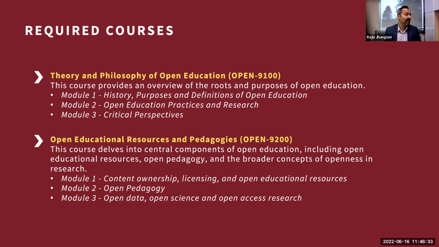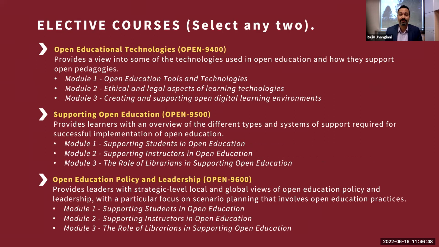The first 2 courses are a theory and philosophy of open education course, and Martin Weller, being here, will speak in good detail to that first course, which of course he developed. The second course focuses on open educational resources and pedagogies. And as I said, again, these 2 courses are required courses. From the 2 required courses, we move to the 3 elective courses. And this is where some customization of that learning journey begins.